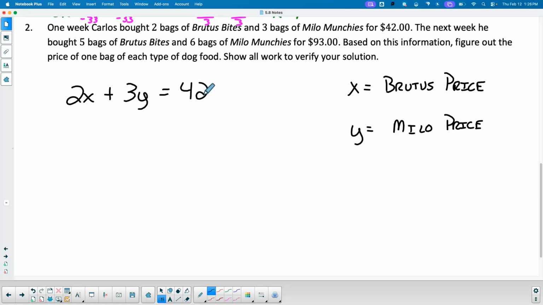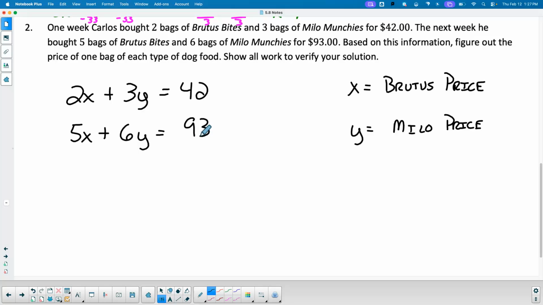Second sentence gives me the second equation. Anybody want to take a shot at that one? 5x plus 6y. Yep. Okay. With me? All right.